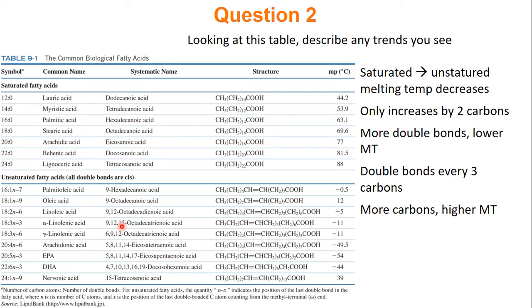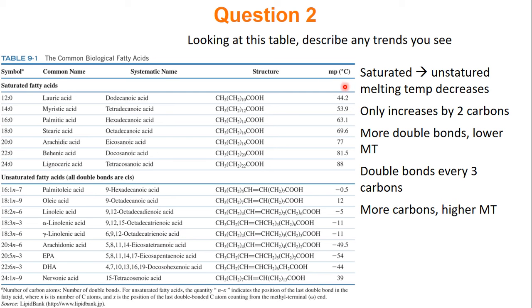Our double bonds are always spaced out by 3 carbons. So let's look at 18:3, 20:4, and 20:5, and you can do a 22:6 as well. All the double bonds are always 3 carbons away from each other. So we never have double bonds that are conjugated. If you remember that term from organic chemistry, a conjugated double bond means they're close enough to interact, more or less. Here we're 3 carbons away, so these double bonds don't interact with each other.